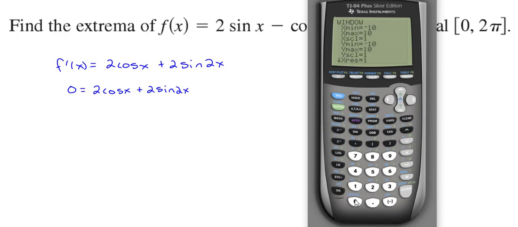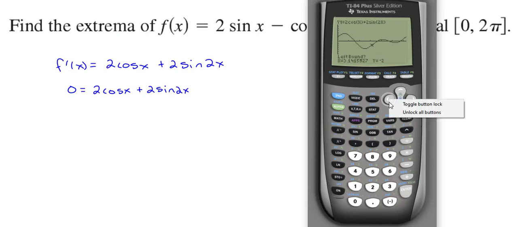I'm going to go from 0 to 2 pi. So I only need to see that graph from 0 to 2 pi. I'm looking at the derivative graph. I'm looking at where that graph equals 0. It means where does it cross the x-axis. Let's find out. There's 1. There's 2. There's 3. And there's 4. So we have to use the calculate zero function. Go find those zeros. So second, calculate, and let's go with zero.